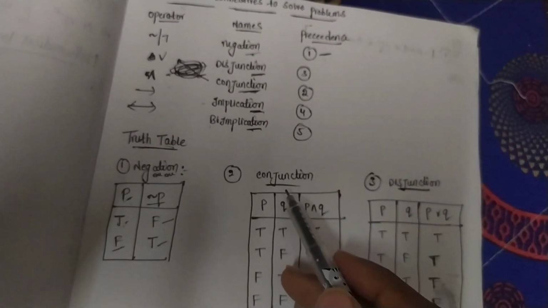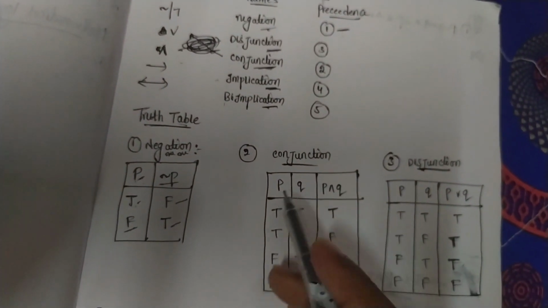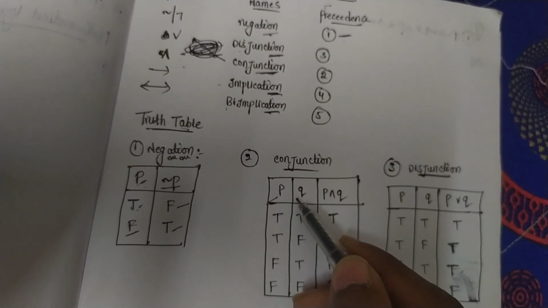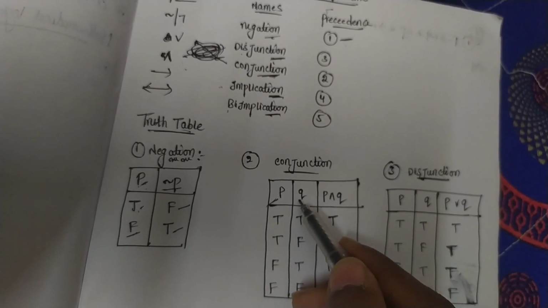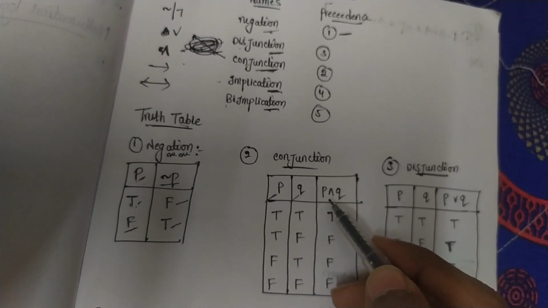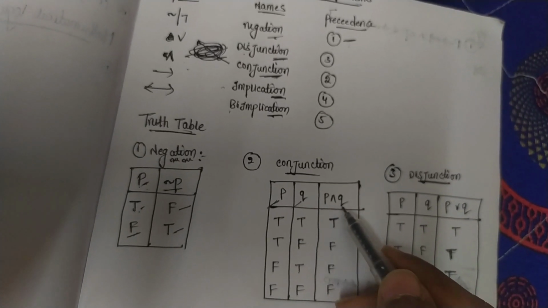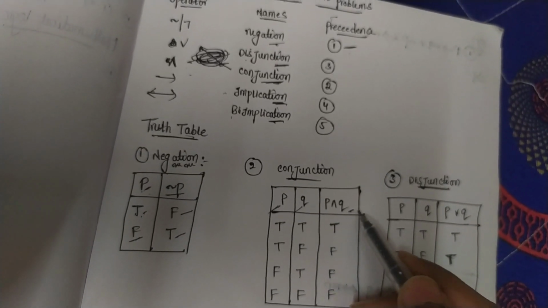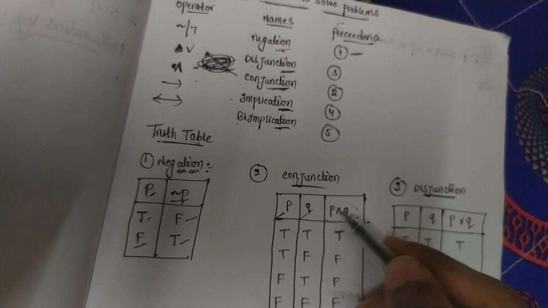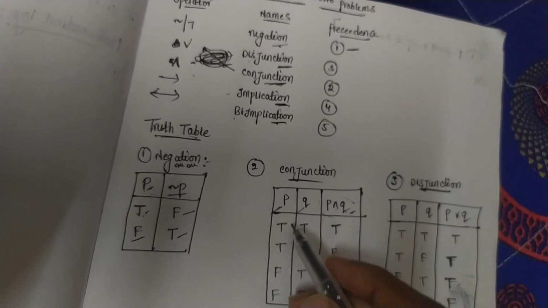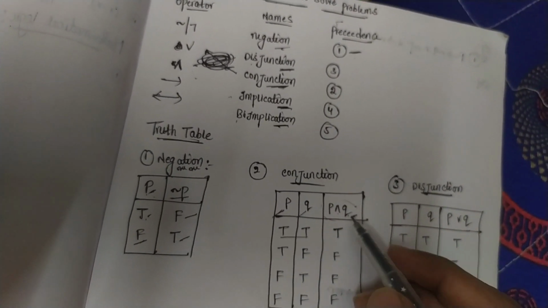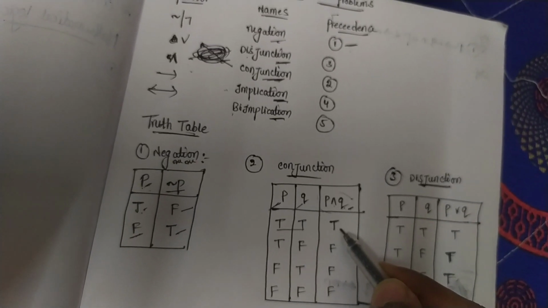Here the second one is the conjunction truth table. We are taking two statements, P and Q, and applying this connective to these statements, we get the compound statement P and Q. Only if both statements are true will the compound statement also be true.